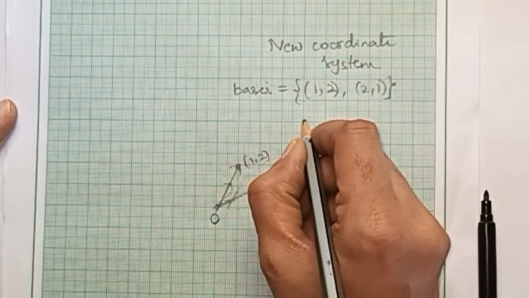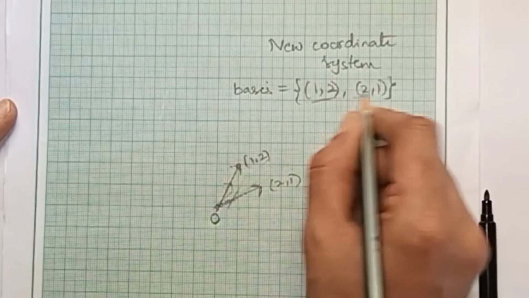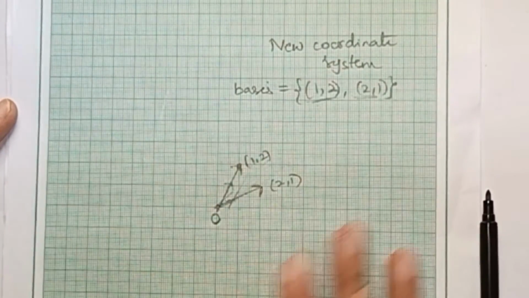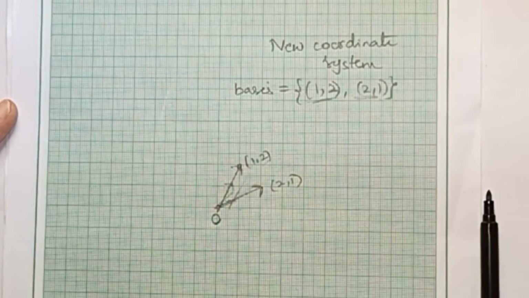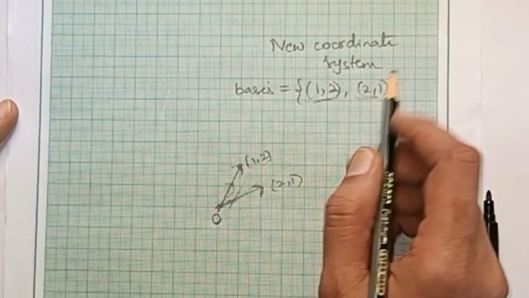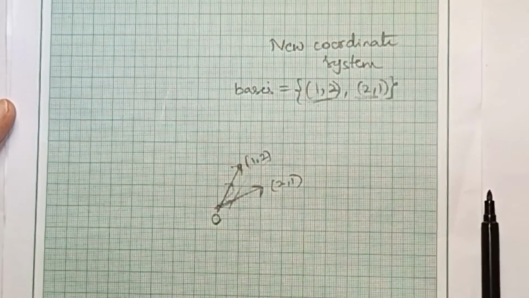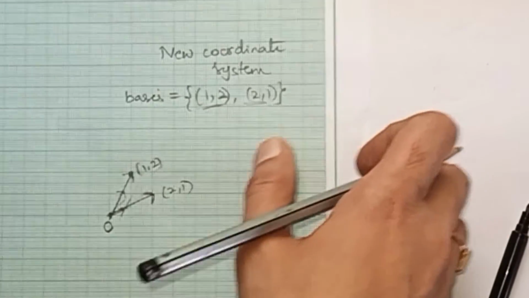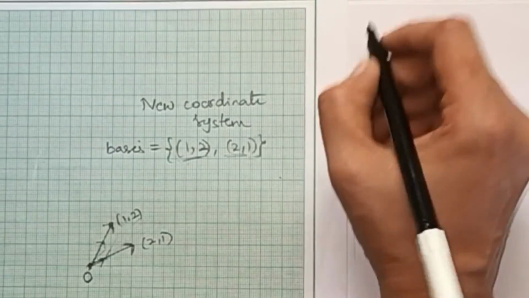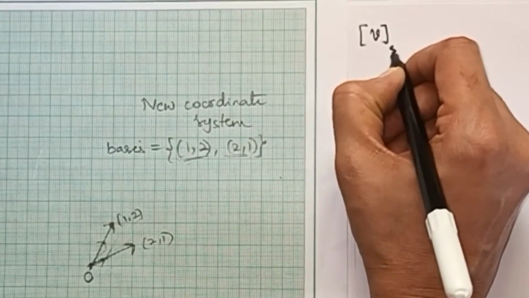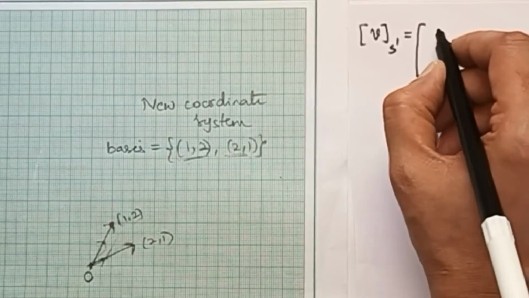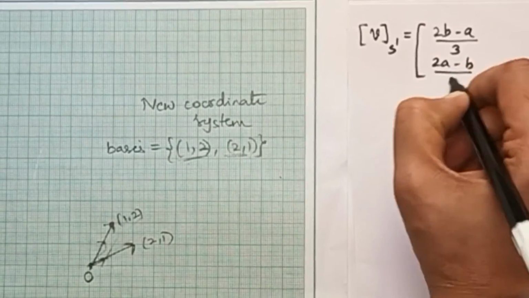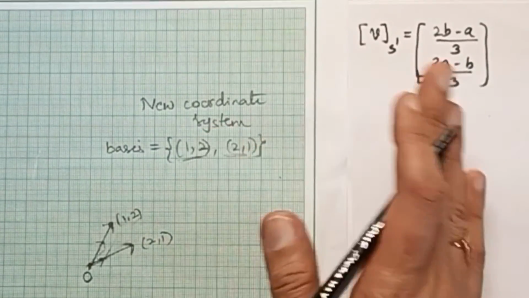So any vector, now these are in terms of standard coordinates. In this new system, (1, 2) is called as something and (2, 1) is called as something else. That means I need to get the coordinates of (1, 2) and the coordinates of (2, 1). Look here, this is how to do it. Any vector (a, b) with respect to S' is represented as ((2b minus a)/3, (2a minus b)/3). This is how we just found it.